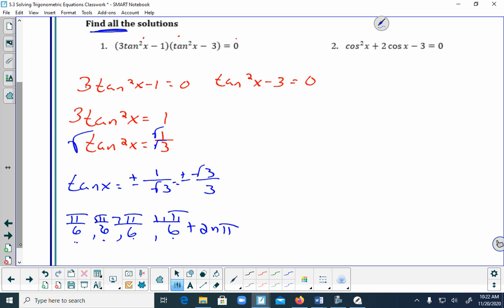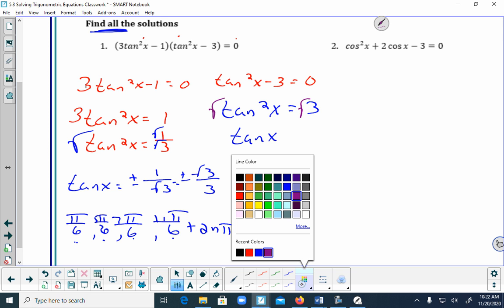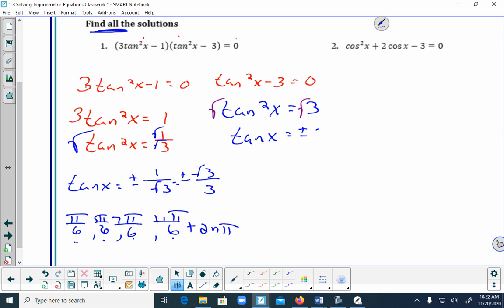So the next one has tangent squared x is equal to negative 3. So I'm going to add 3 to both sides. So the tangent squared of x is equal to 3. Taking the square root of both sides, I'm going to get the tangent of x is equal to plus or minus the square root of 3. And that's going to happen when my denominators are 3. So that's going to be pi over 3, 2 pi over 3, 4 pi over 3, and 5 pi over 3. And that's just going around my unit circle, and then I'm going to add 2n pi to show that I have a lap around the unit circle.